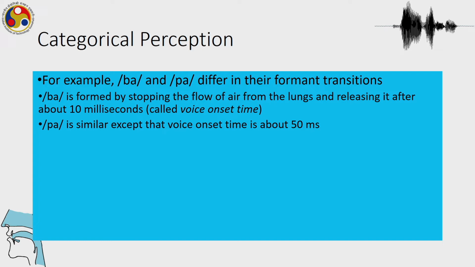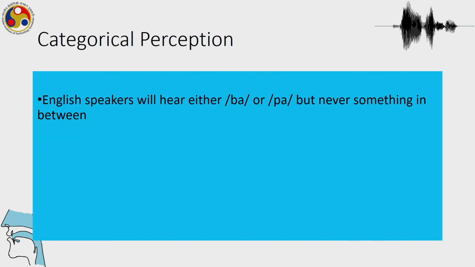For example, let us take the two syllables ba and pa. Ba is formed by stopping the flow of air from the lungs. So, the voice onset time is shorter, and unlike ba, the voice onset time for pa is longer because it is a voiceless sound. So, again, what is categorical perception? Categorical perception is the ability to hear categories and never anything intermediate. English speakers will hear ba or pa, but will not hear anything in between.